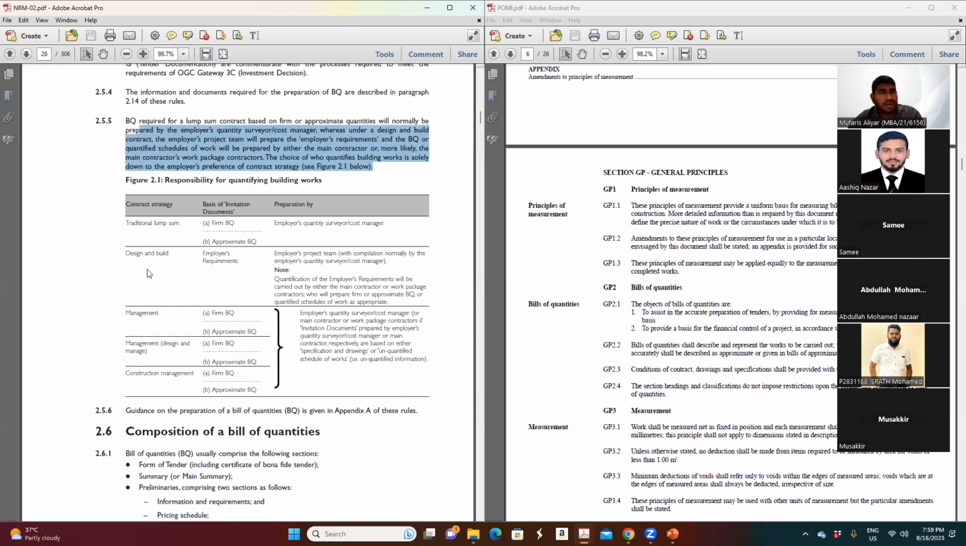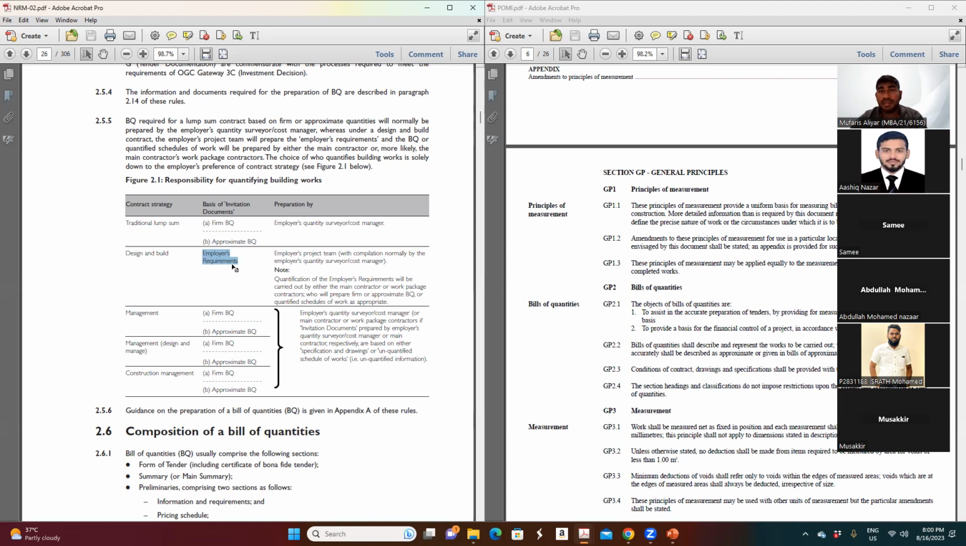But what I'm trying to show you here is that they touch upon the traditional lump sum contract, design and build contract, management contract, and construction management. These all come under procurement. For that kind of contract, for example a traditional contract, they tell you what kind of BOQ can be used: firm BOQ or approximate BOQ. And in a design and build contract, you can go for any kind of BOQ as per the employer's requirement.